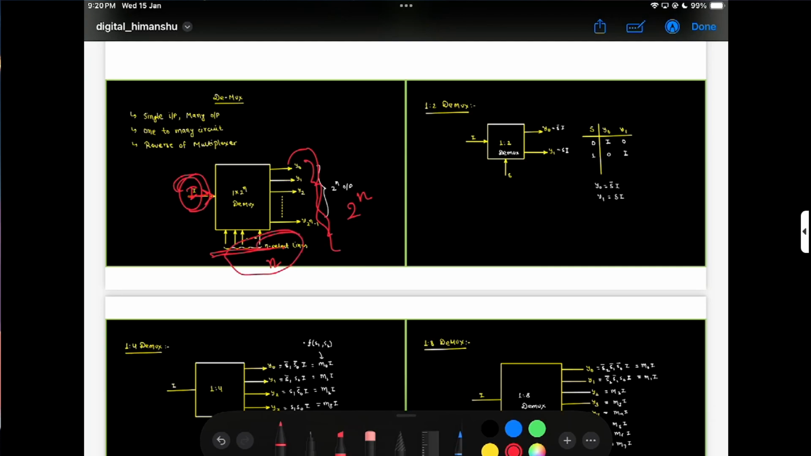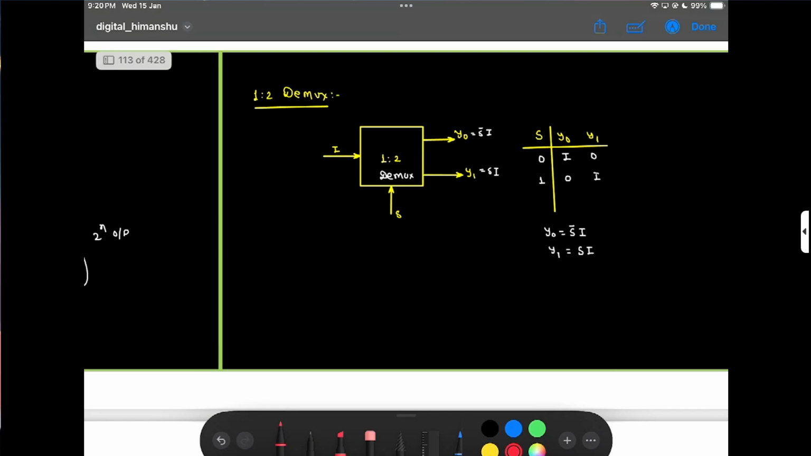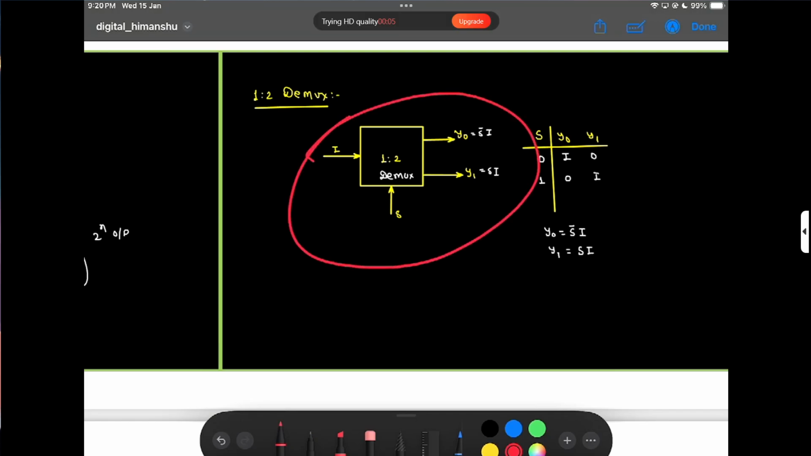So if we have n select lines, then we can get a maximum of 2 to the power n outputs from the demux. For a 1 to 2 demux, it looks like this, where there is 1 select line, 1 input and 2 outputs.